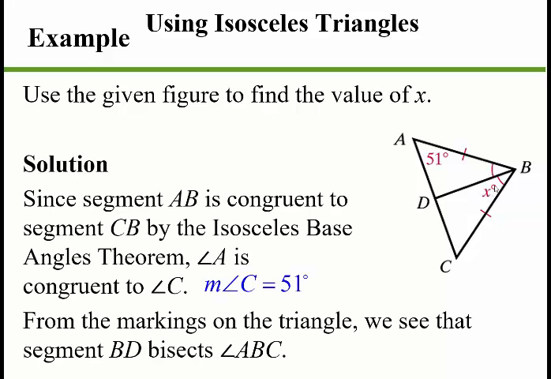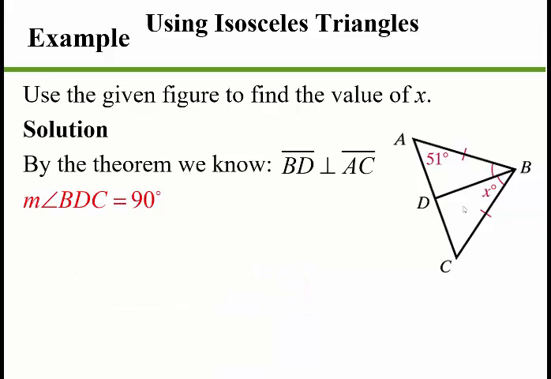Since segment AB is congruent to segment AC, and we're also told that this angle is congruent to this angle, then by the isosceles base theorem, angle A is congruent to angle C. So we know that this angle here is 51 degrees. From the markings on the triangle, we see that segment BD bisects angle ABC. So by the theorem, BD is perpendicular to AC.